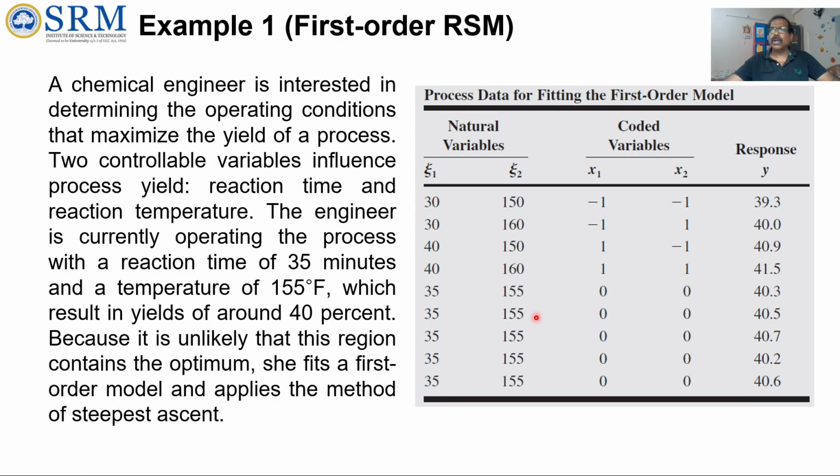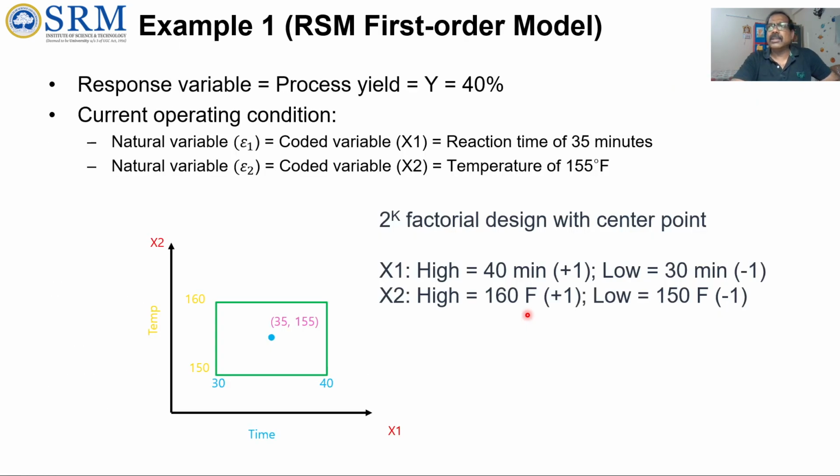So how are they doing it? The same thing is represented here. The response variable currently is 40%, the current reaction time is 35, and reaction temperature is 155 degrees Fahrenheit. So it's a 2 power k factorial design, or 2 power 2 factorial design, with center points. The center point is 35 and 155, the operating condition. Then here they are considering the interval of 5: 30, 40, and 150, 160. Here time is x1, and on the y-axis temperature is x2.